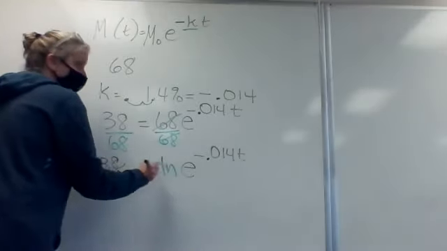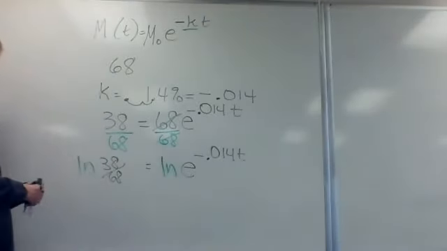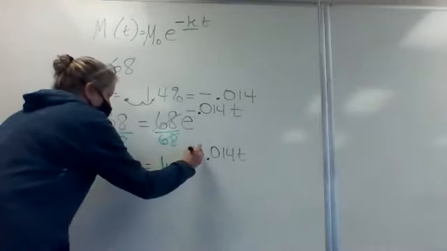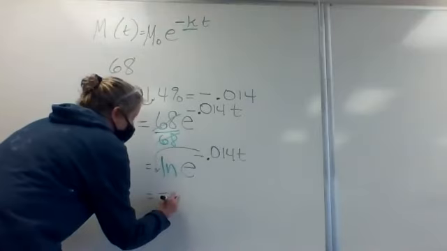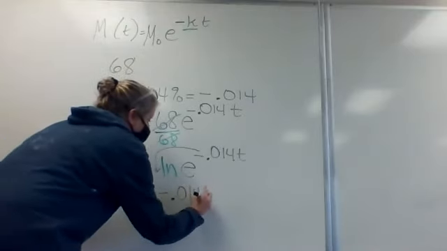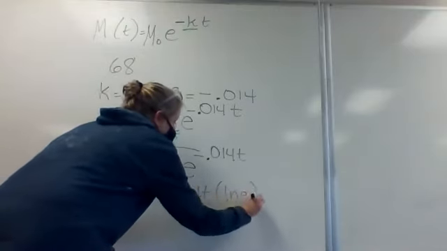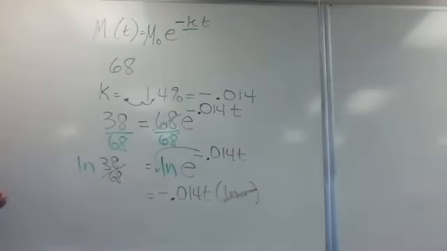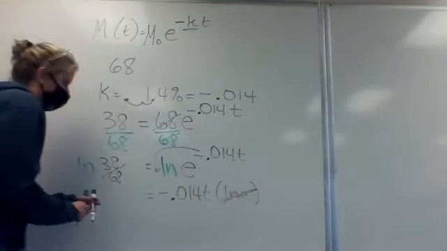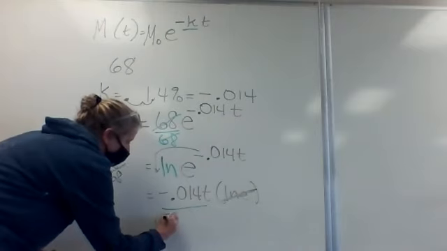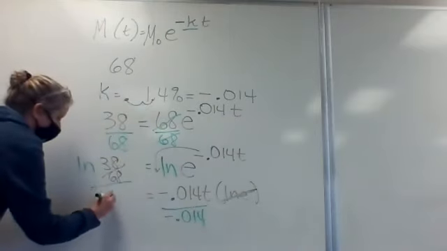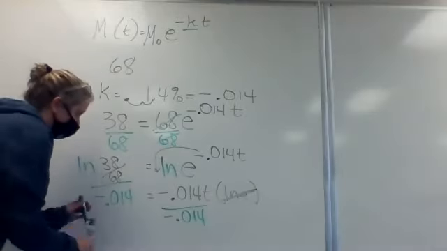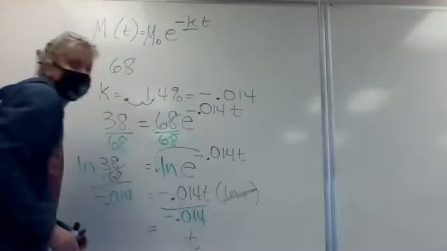ln both sides. Which brings down your exponent. So negative 0.014 T times ln of e. So my last step will be to divide both sides by negative 0.014 to find my T.